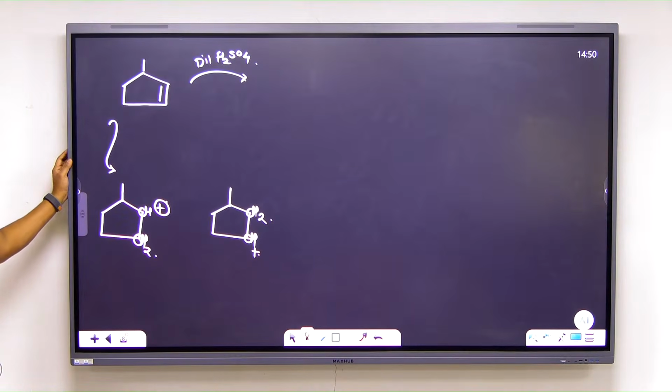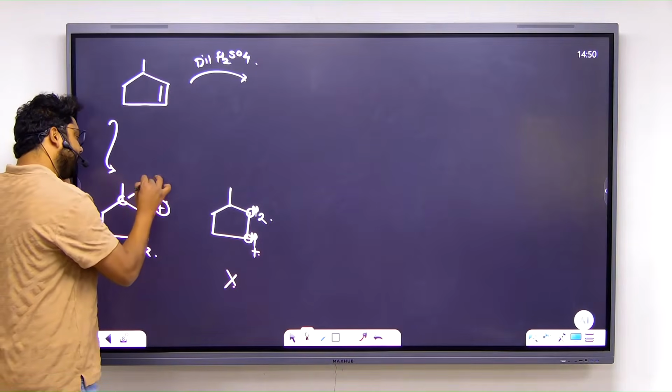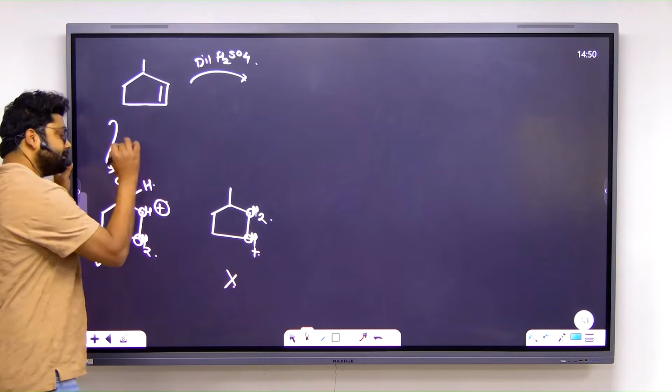First is right and second is wrong, because this guy has the ability to form what? Tertiary carbocation.